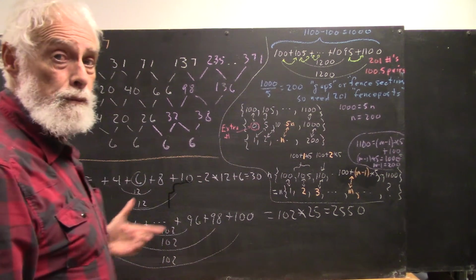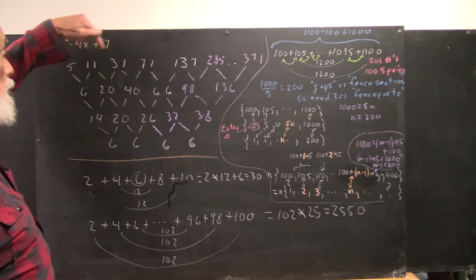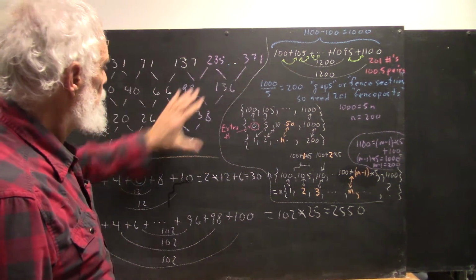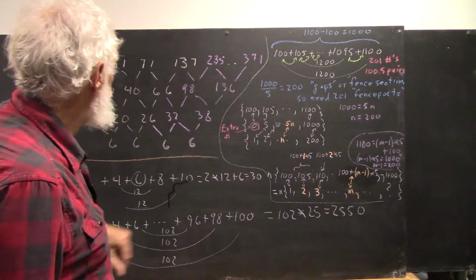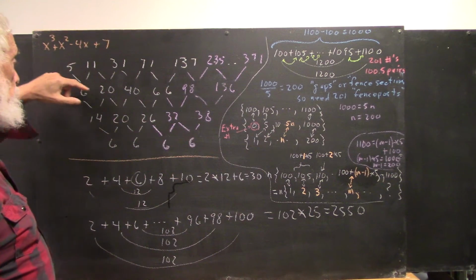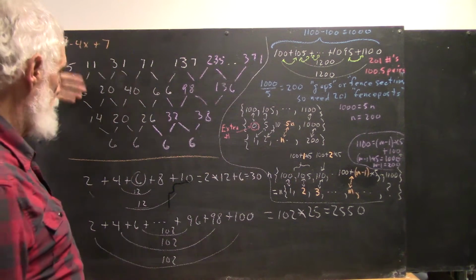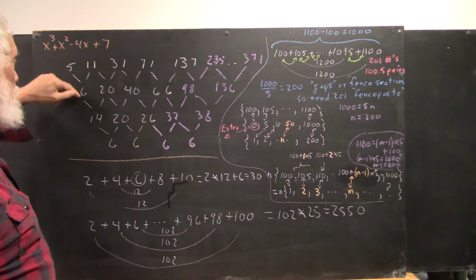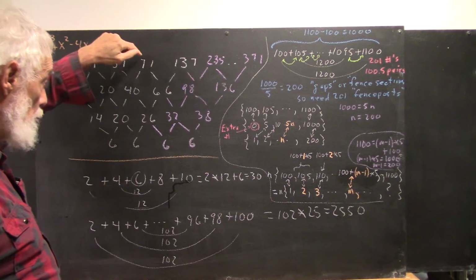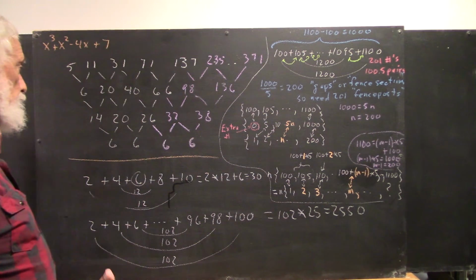Okay, to continue the sequence 5, 11, 31, 71, 137, the rest of these numbers in purple are continuations. We find the differences. Okay, differences are 6, 20, 40, 66. You can verify that: 5 and 6 is 11, 11 and 20 is 31, 31 and 40 is 71, etc.